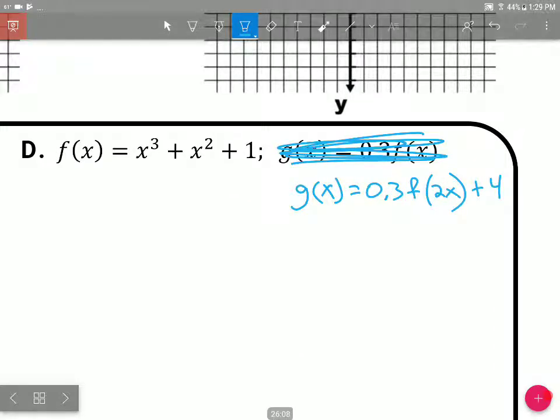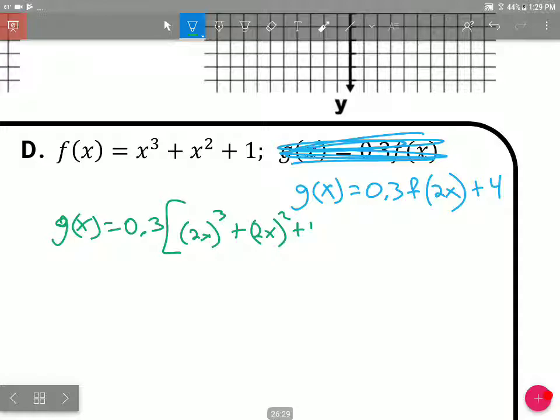So here we go. What are we going to put out front? 0.3. So my new function g of x has 0.3. What are we putting in place of x? 2x. Take the x with it. So 2x cubed plus 2x squared plus 1. Do we need to put anything else out there? Plus 4. Sweet. Good shot, Red 2. All right. So start cleaning it up.